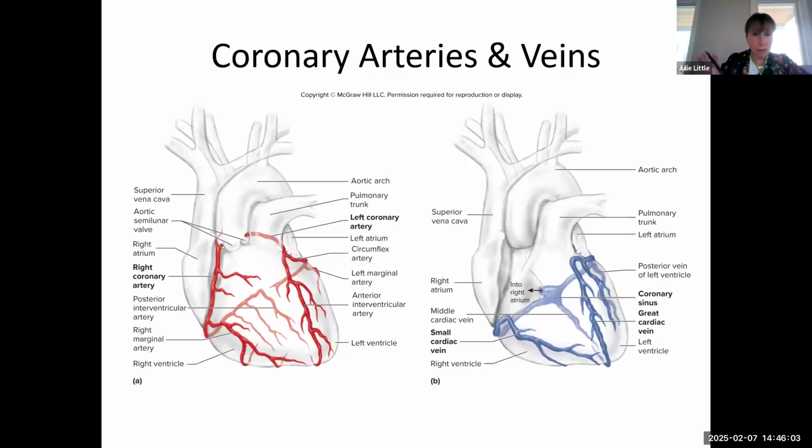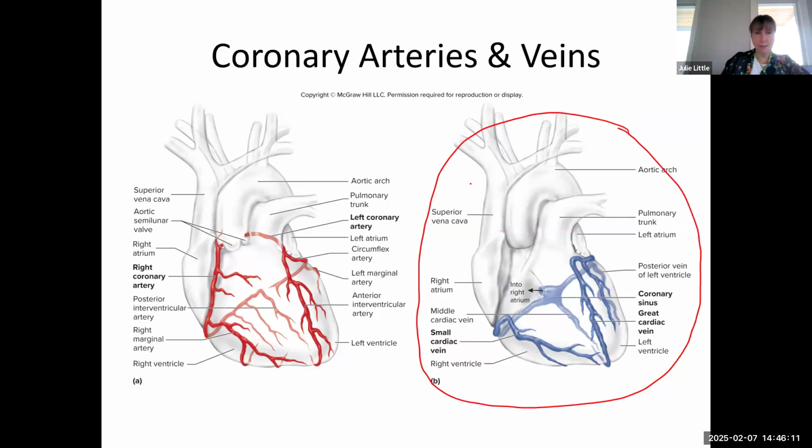Okay, well, here is a great picture of just the coronary arteries and veins. In the future, you learn these cardiac veins if you're in my class. Now you're going to need to know these coronary arteries. If someone has a heart attack or a myocardial infarction, it's going to be a blockage of one of these arteries on this side of the picture.